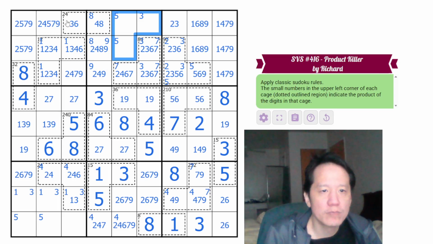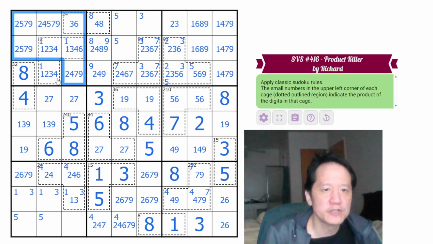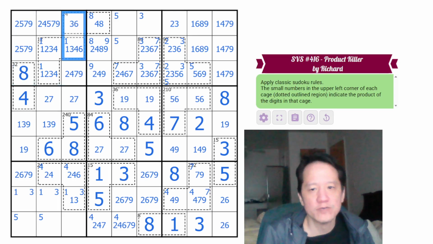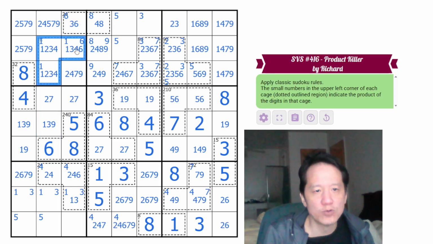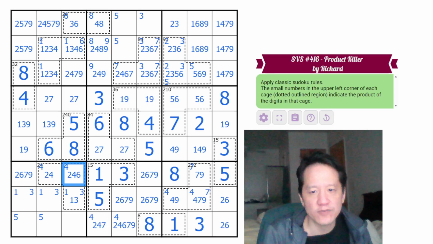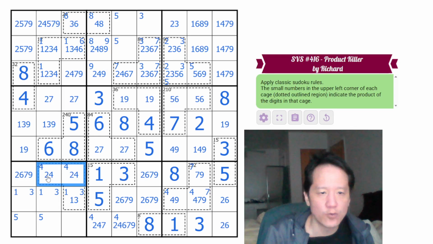Aha. Where is the 6 in box 1? It has to be one of these 2 cells, because it cannot be here. It's either 126 or 134 here, which means the 6 has to be in one of these 2 cells. Which means this can never be a 6. So this is specifically a 2-4 pair.